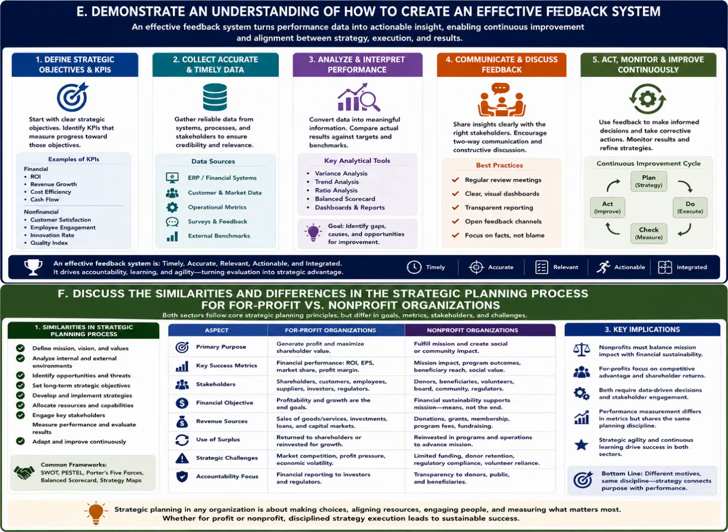LOS-E. Demonstrate an understanding of how to create an effective feedback system. An effective feedback system is designed to monitor strategic execution and provide timely, relevant information about performance relative to objectives. It includes clearly defined critical success factors, CSFs, and key performance indicators, KPIs, aligned with strategic goals.